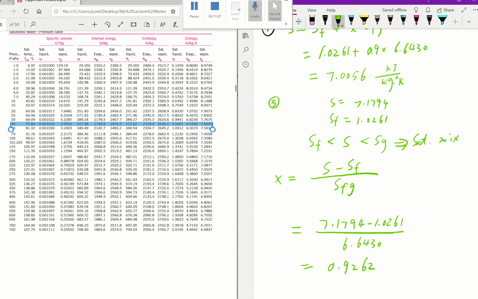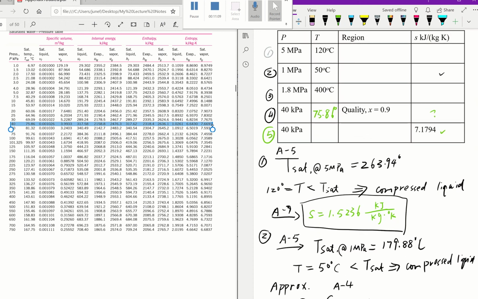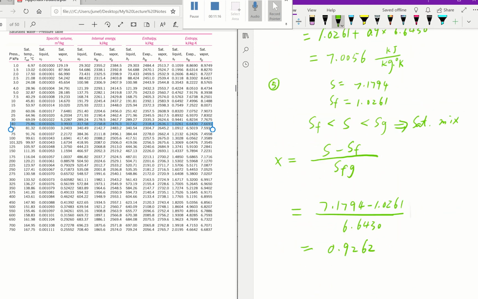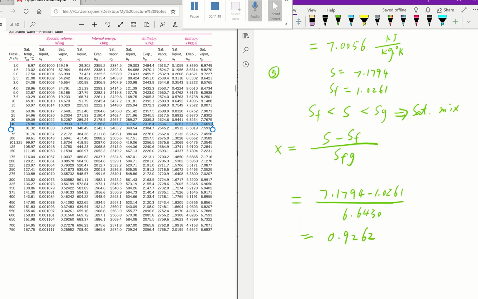And the last thing they want you to find in the table is the temperature, right? So you know it's a saturated liquid vapor mix. Then during that horizontal line, the temperature stays constant at the saturated temperature at 40 kilopascal. Then you will have 75.86 degrees Celsius right here.